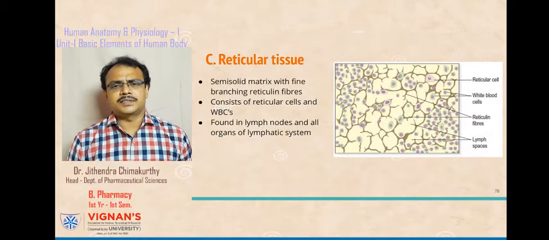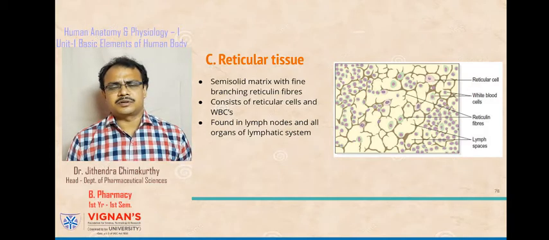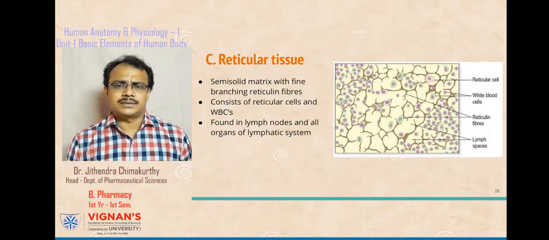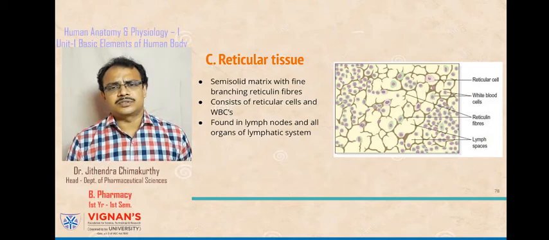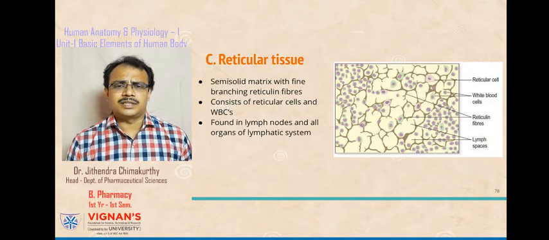Now let's see about reticular tissue. Reticular tissue consists of a semi-solid matrix and reticulin fibers, which we have seen are produced by the fibroblasts. So these are very fine collagen fibers. Apart from fibroblasts, reticular tissue consists of reticulocytes and white blood cells such as monocytes and lymphocytes.